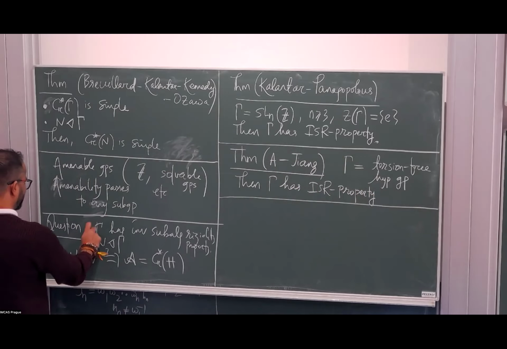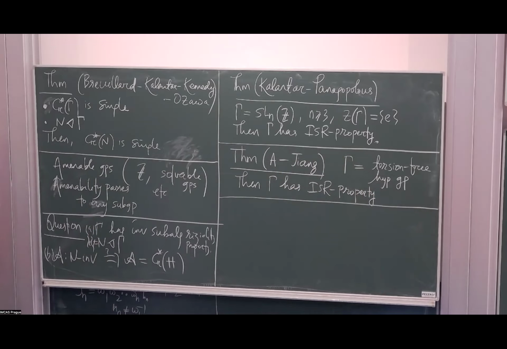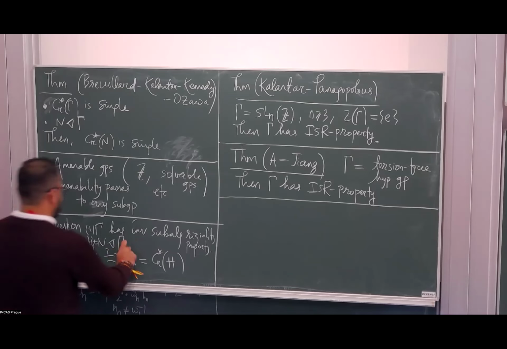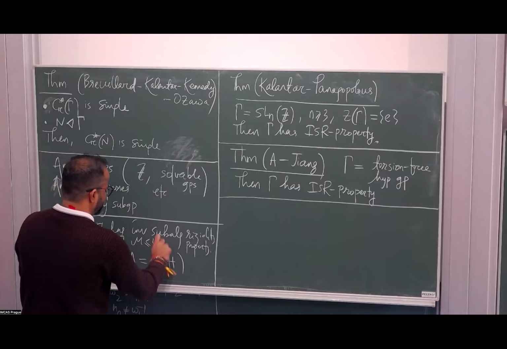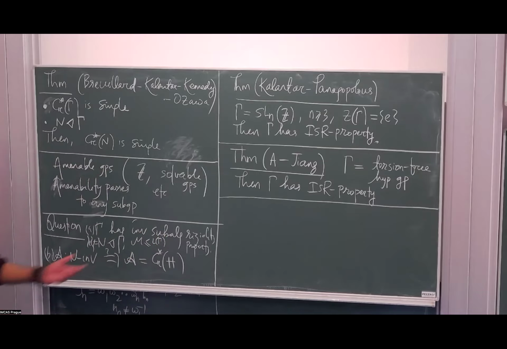So I asked two questions. This is A and this is B. You can ask the same question for the reduced group C-star algebra as well. So here I'm asking, you pick M inside L gamma which is invariant, does it come from a subgroup? And here I'm asking for the reduced group C-star algebra.